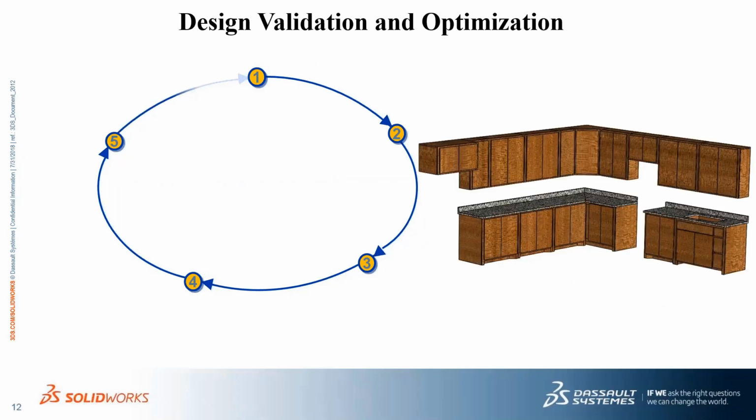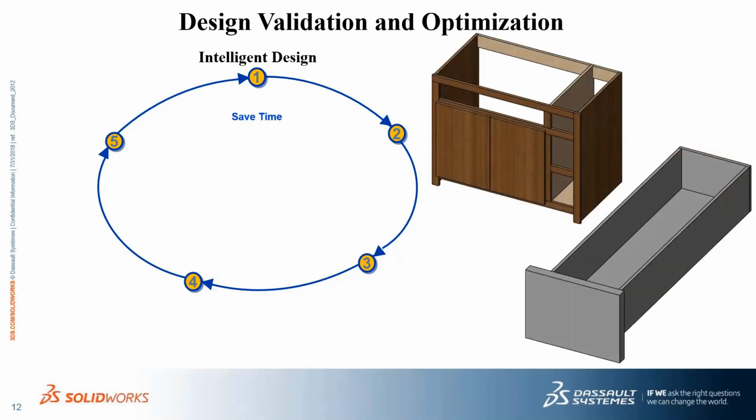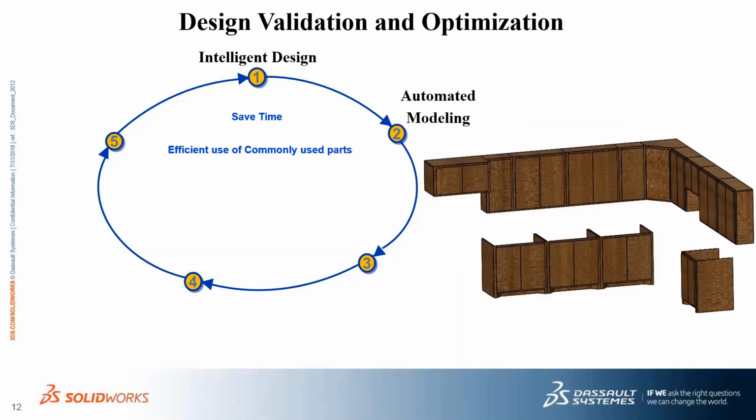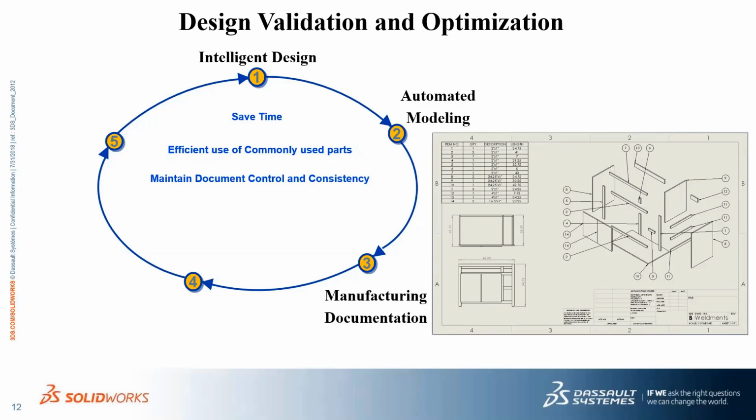And so to review, with intelligent design utilizing weldments and equations, we save time in our design and modeling applications. In automated modeling, we saw how with smart components and smart features, we have an efficient use of commonly used parts, all stored directly in the design library. With manufacturing documentation, we saw how using drawing templates, weldments, exploded views, and having the associativity between all of these allows us to maintain document control and consistency.